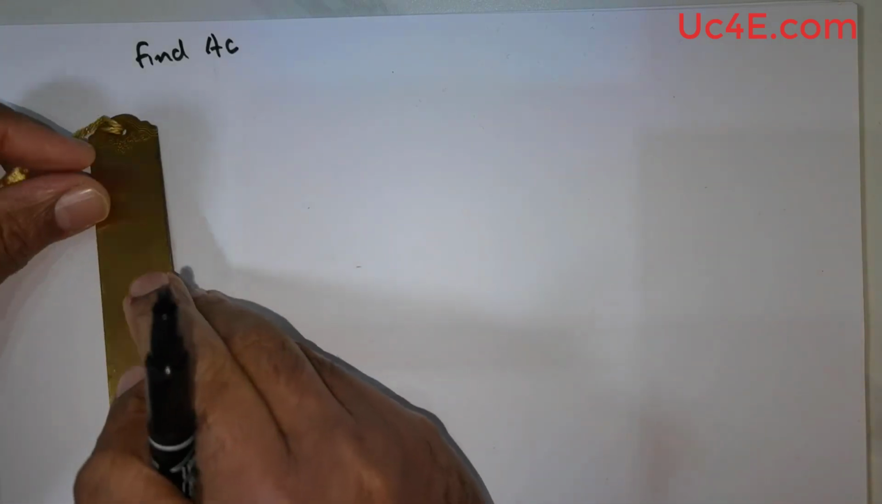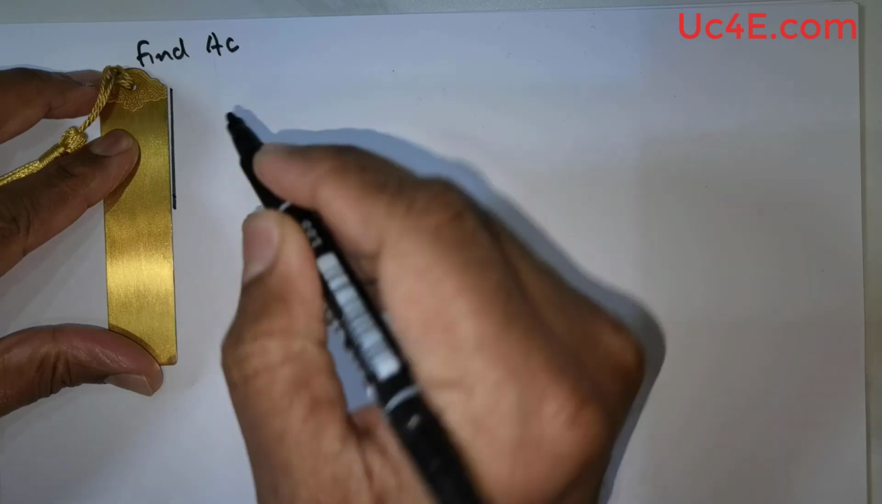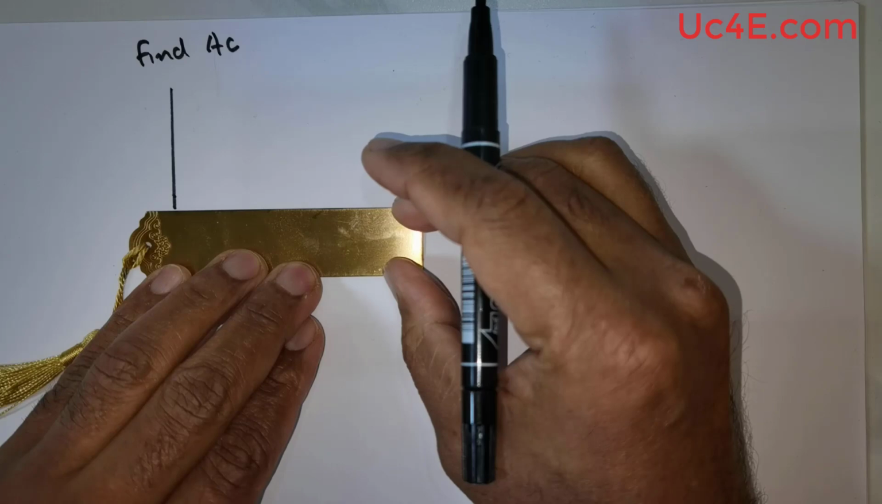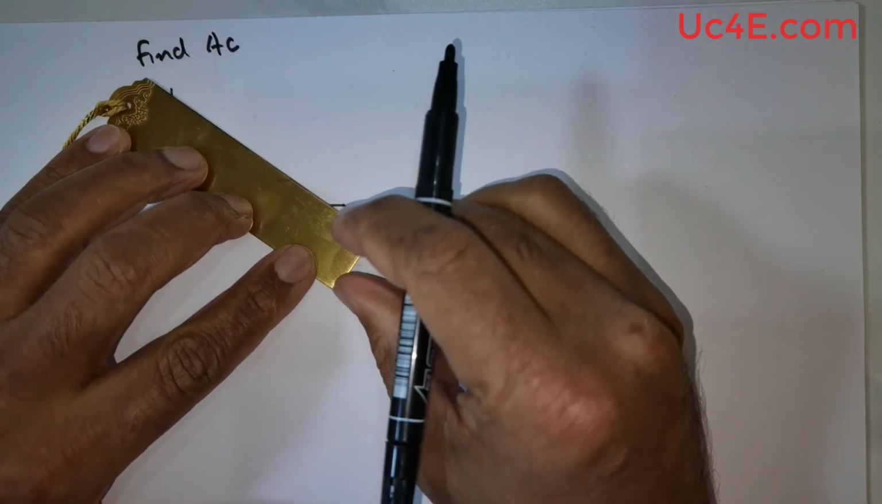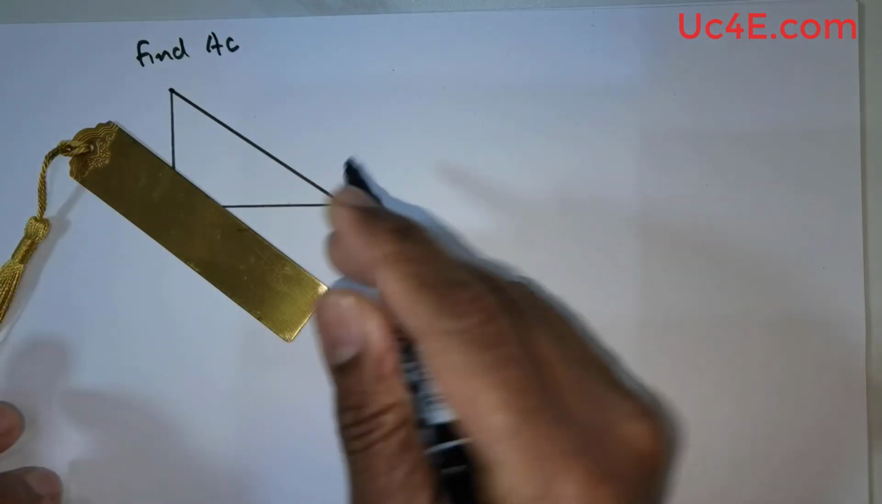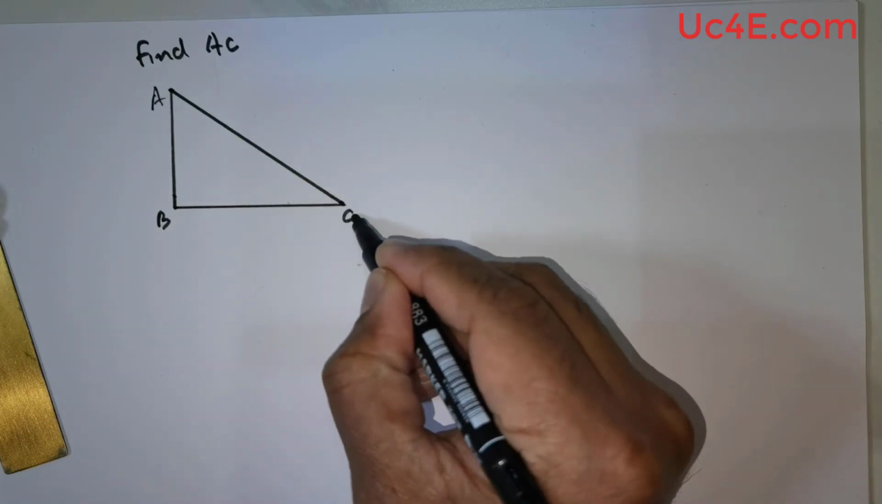Welcome students. In this class we will learn how to solve this Olympiad geometric question. We have a triangle. I'm drawing the triangle. It's a right triangle, and this is A, this is B, this is C.